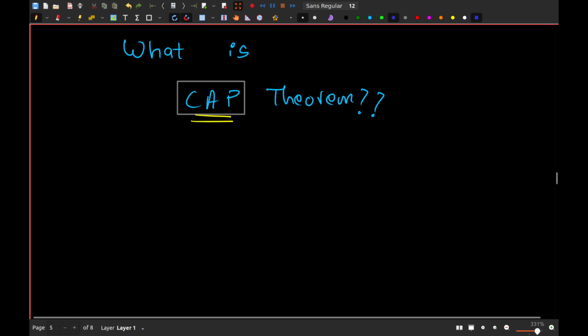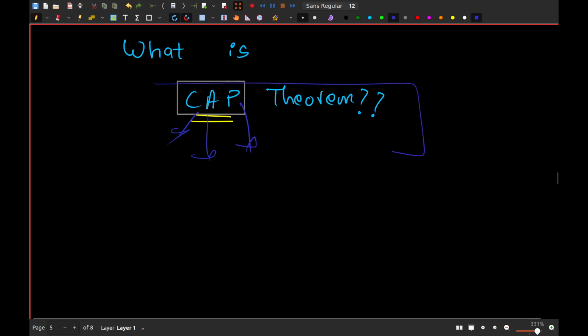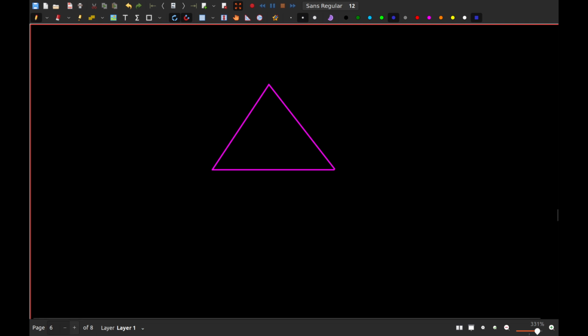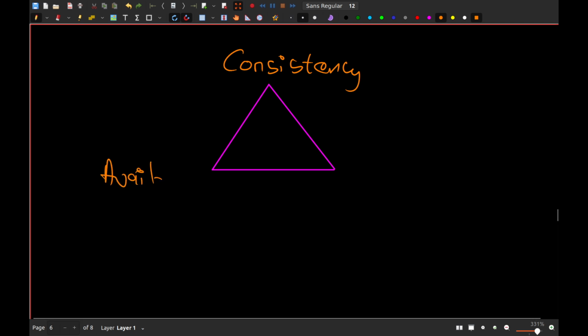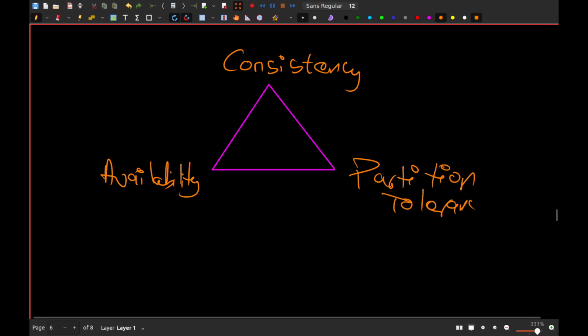Now we understood what is consistency, what is availability, what is partition tolerance. What is this CAP theorem? Okay, let us move towards understanding the main crux. Now see, this is the triangle. Each vertex stands for CAP. This is consistency. This is availability. And this is partition tolerance. Let me make sure the recording is going on. Yeah, it is going on.